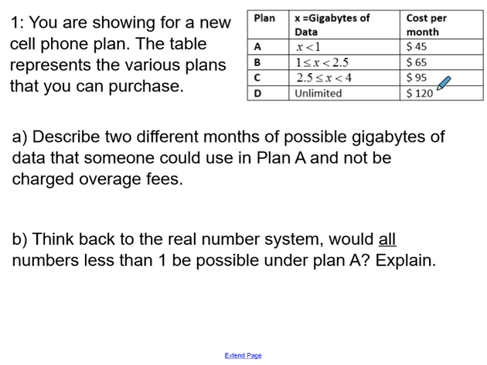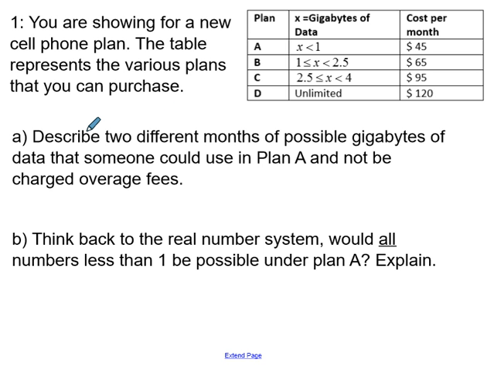So if you're not going to use that many gigs of data, it would be smarter to go with one of the cheaper plans. For our purposes, we're going to assume that we want to be the smartest when it comes to what plan to pick based off of how much money we have. So plan A is X is less than 1, that's $45. Plan B is X is between 1 and 2.5, and then C is X is between 2.5 and 4. So obviously I wouldn't want to go with plan D unless I plan on using 4 or more gigs of data throughout the month. Okay, so let's answer the following questions.